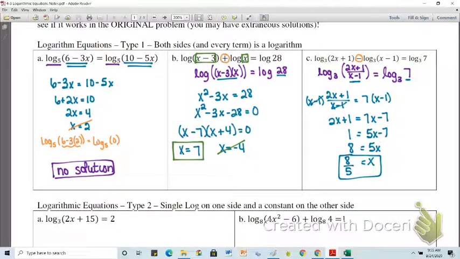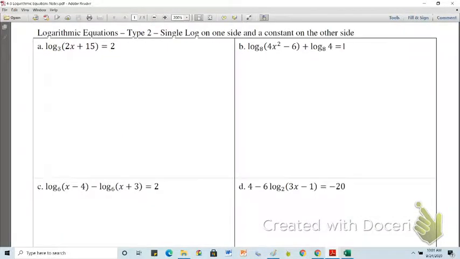That is type 1, where we have logs of every single term. Type 2, we're going to have one log equals a number. Let's take a look at what that looks like. So this goes back to the very first thing we learned in this unit. Log equals a number. So we're going to use hamburger helper hand and we're going to convert it. So I'm going to draw my hand.